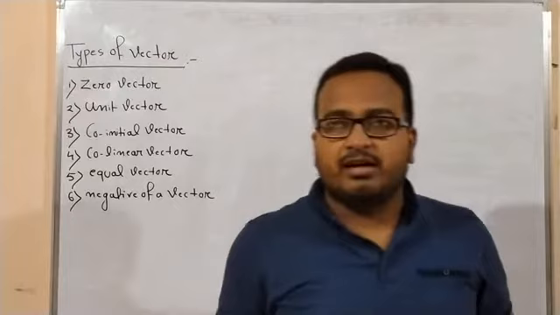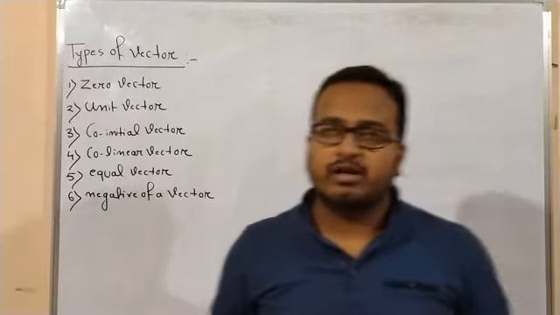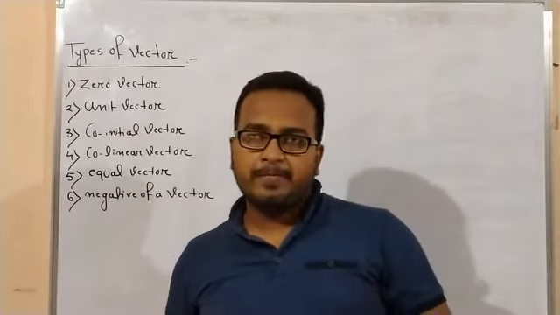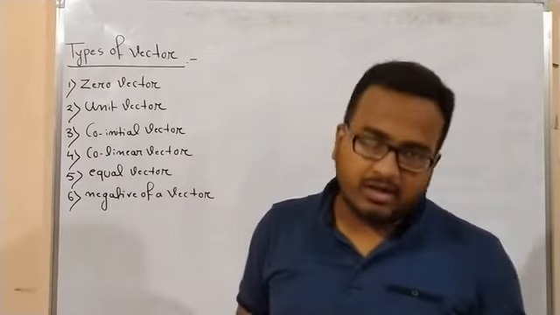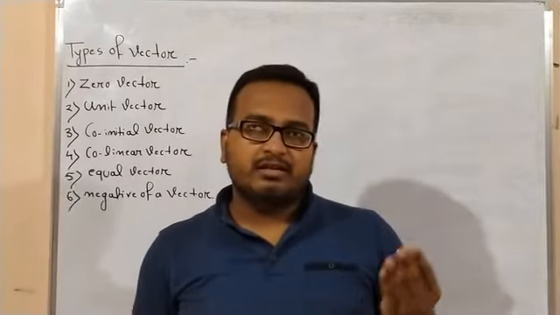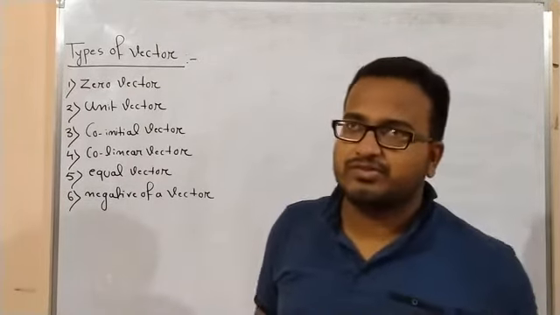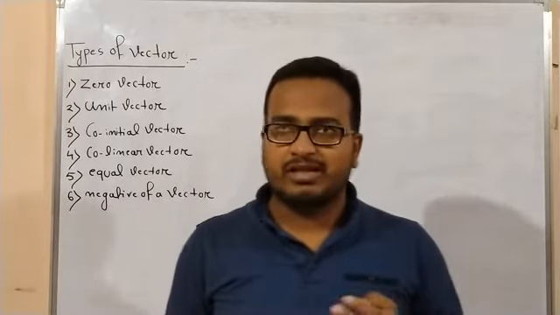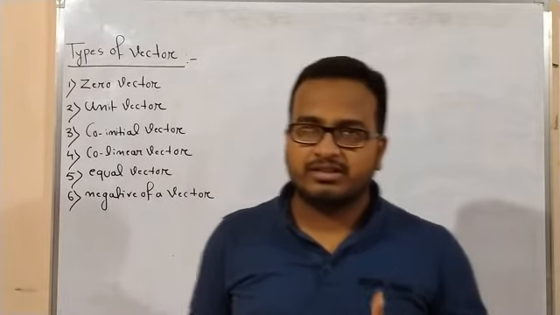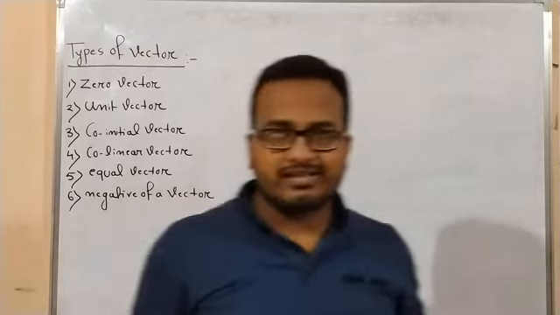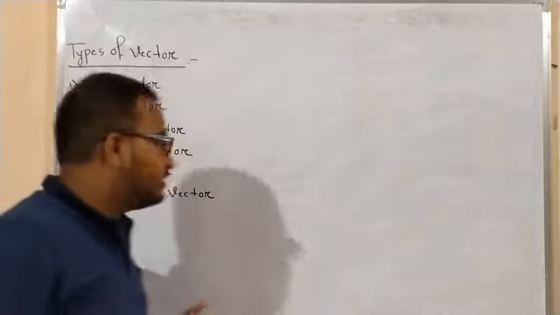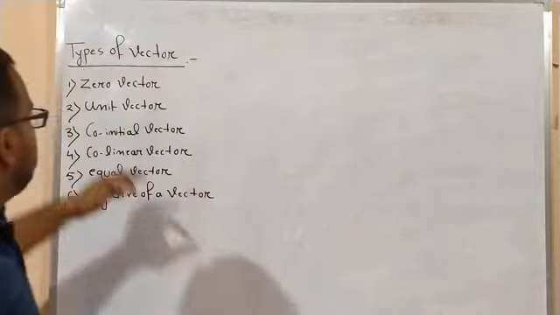Hello students, today we will learn about types of vectors. We have learned the representation of vector, then direction cosines and direction ratios of vector, and last day I discussed direction ratios and direction cosines. So today we will discuss types of vectors. Let us see how many types of vectors there are.